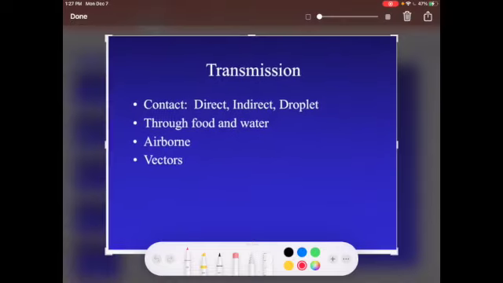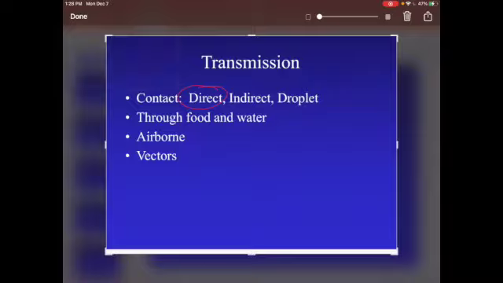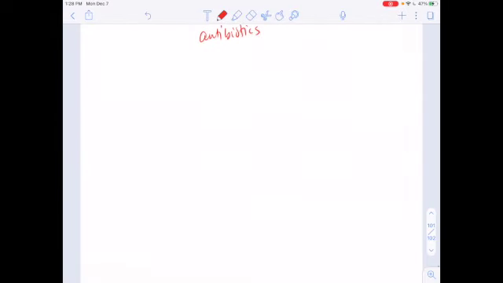Transmission is how diseases travel from one person to another. Now, there is direct transmission. You know what? This is not going to fit on this little screenshot here. I think what I ought to do is go back to Notability. Yeah, here we go. So, transmission.